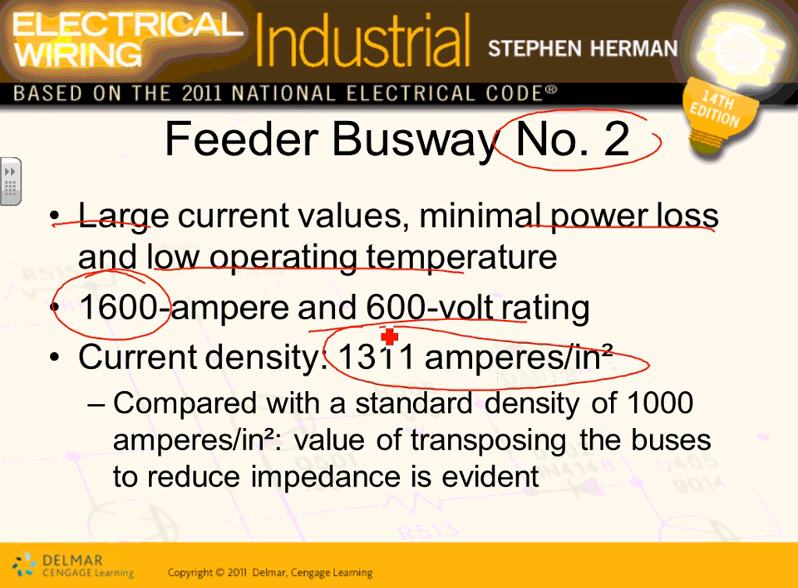Compared with the standard density of 1,000 amps, the benefit of transposing the buses to reduce the impedance is evident. So that's what I want. The most important thing for using busways is that a huge amount of current can be carried in a small amount of copper and a small amount of area, concentrated in one particular manufacturing floor.